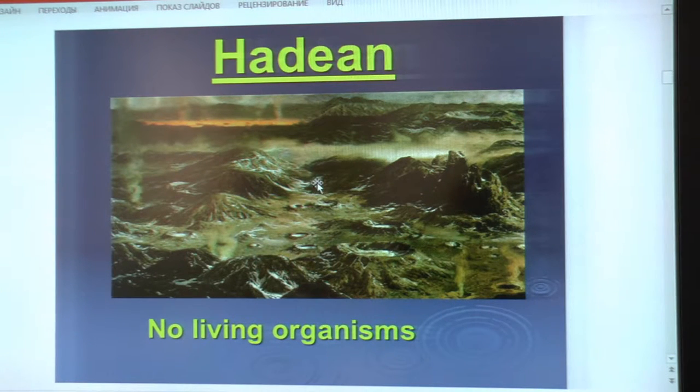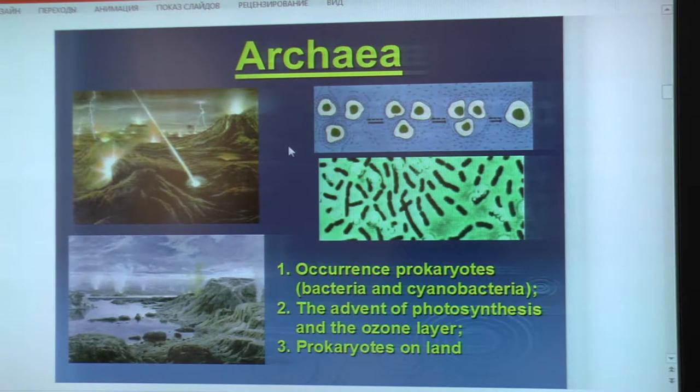In the Hadean era, as you see, there are no living organisms. In the Archean era, what processes occurred? The first occurrence was prokaryotes, like bacteria and cyanobacteria, the advent of photosynthesis and the ozone layer, and prokaryotes on land.